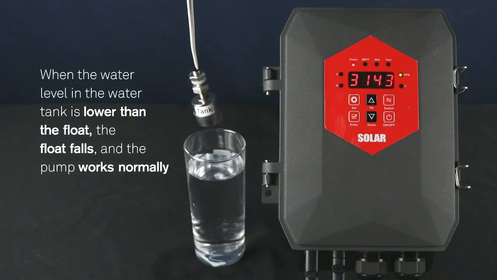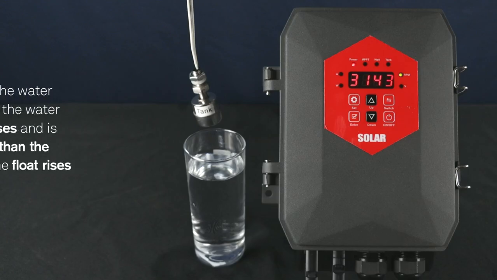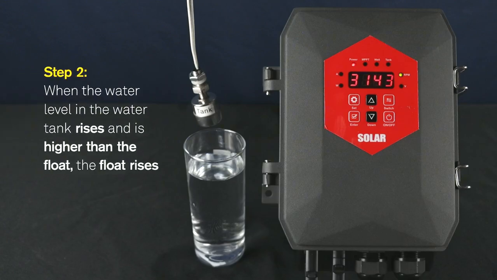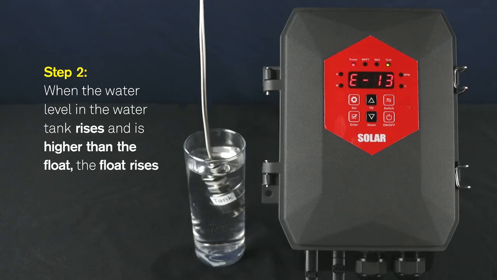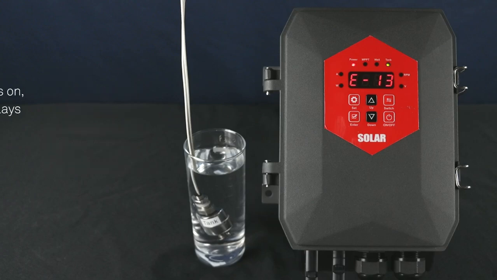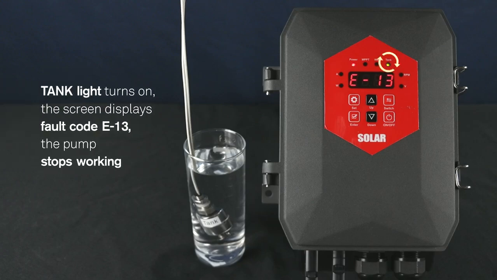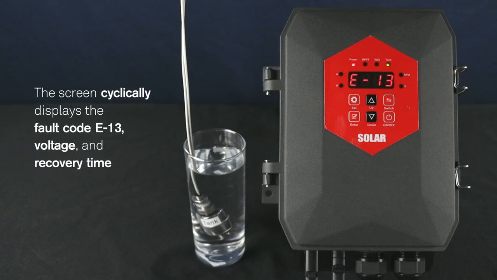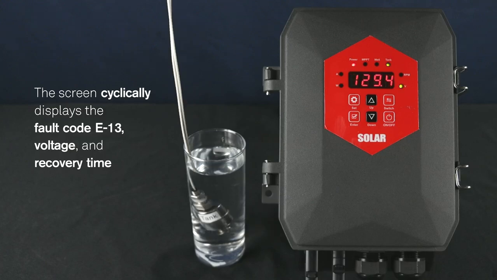When the water level in the water tank is lower than the float, the float falls, and the pump works normally. Step 2. When the water level in the water tank rises and is higher than the float, the float rises. The tank light turns on. The screen displays fault code E13. The pump stops working. The screen cyclically displays the fault code E13, voltage, and recovery time.